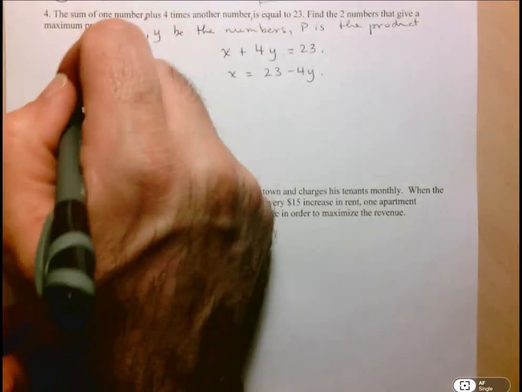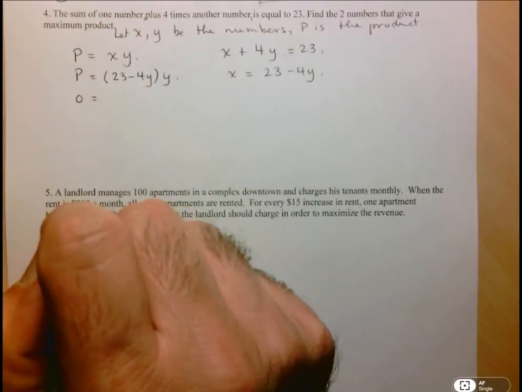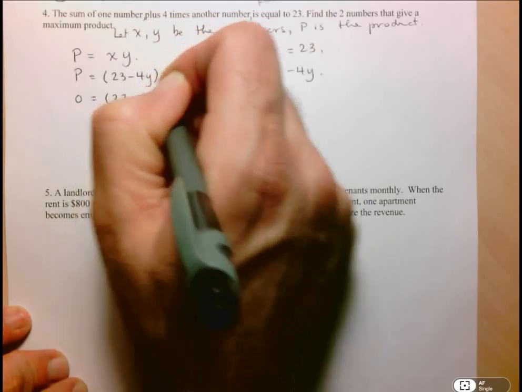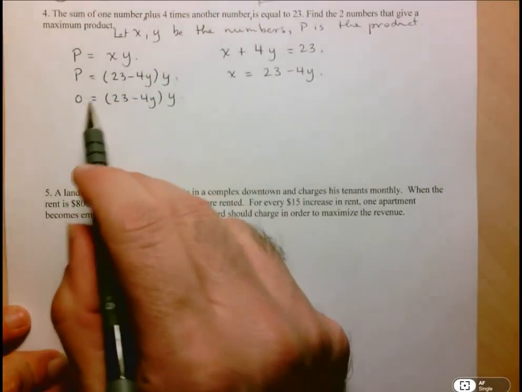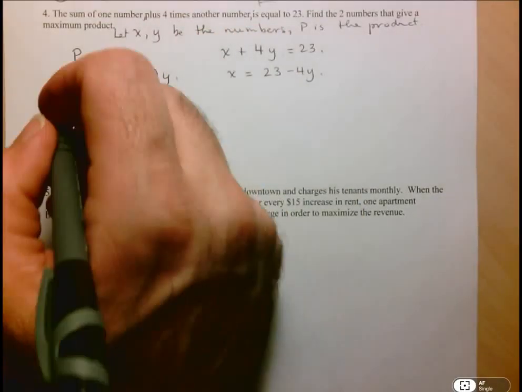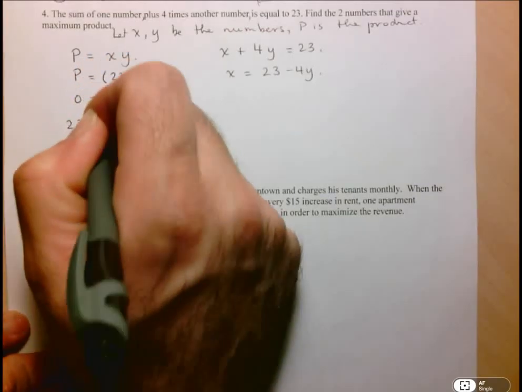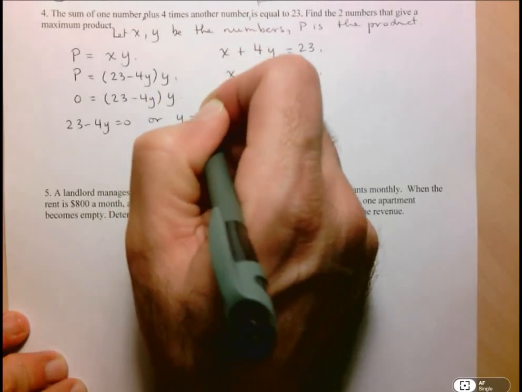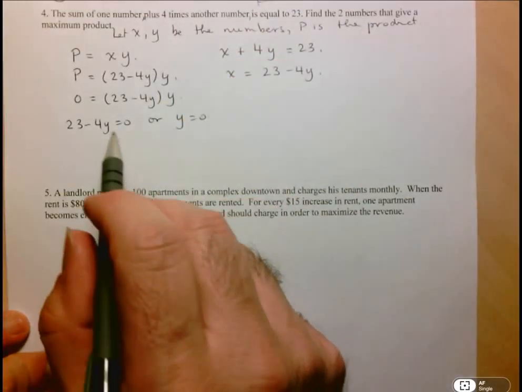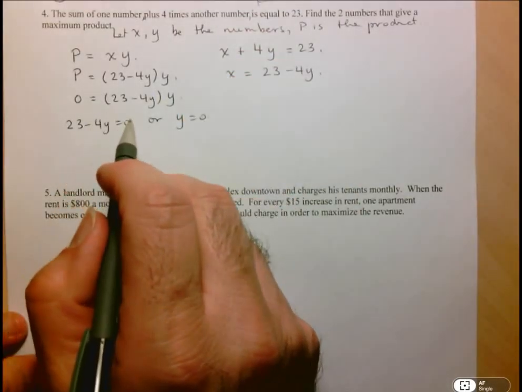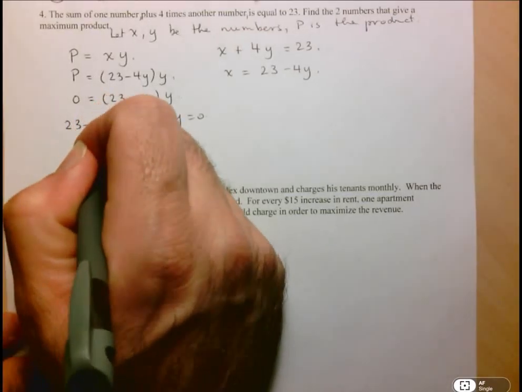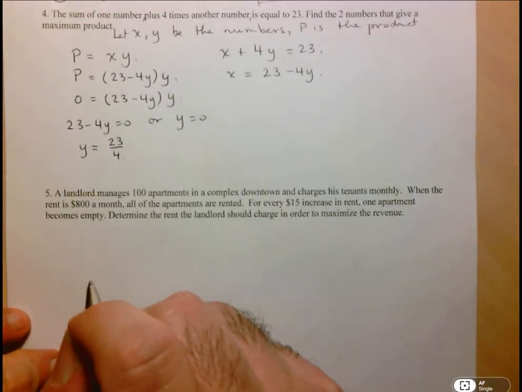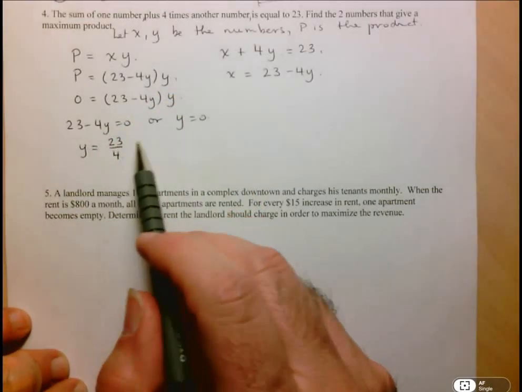So since it's in factored form already, I can calculate the x-intercepts by making P equal to 0. So (23 minus 4y) times y. That means one of these two terms has to be equal to 0. So either 23 minus 4y equals 0, or the second term, y is equal to 0. So this one is already done for us. Let's solve this here. Let's bring the 4y to the other side, make it positive. So I'm just left with 23 over 4. So these are the two intercepts.